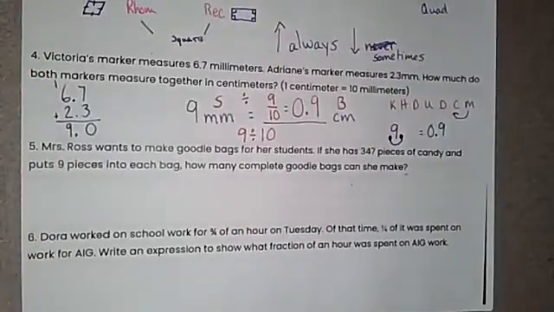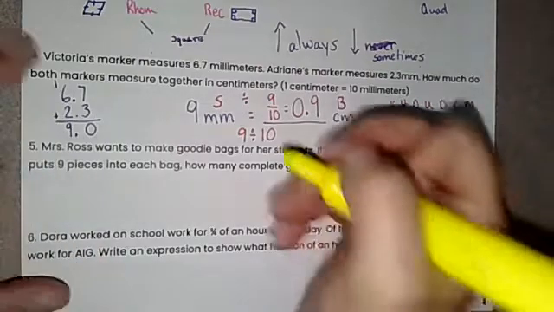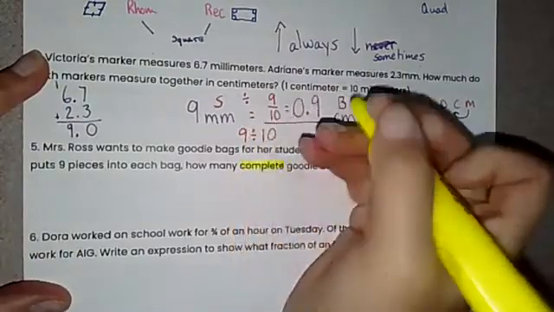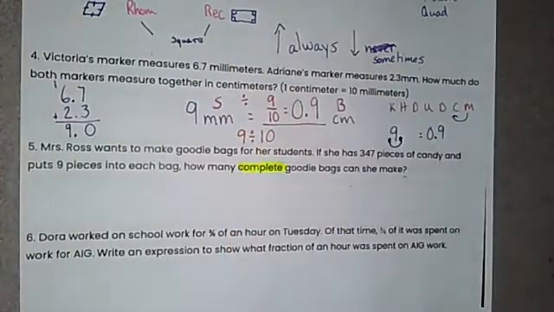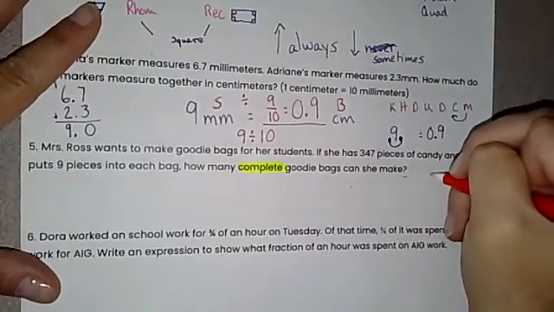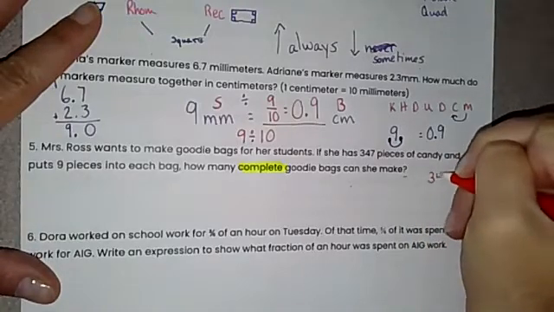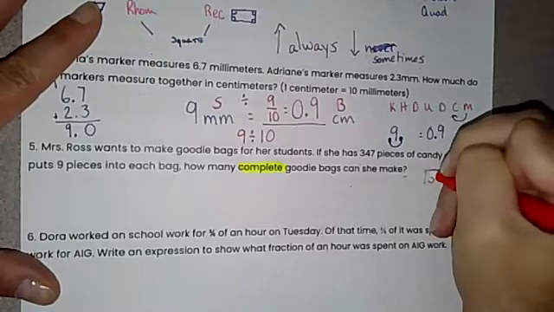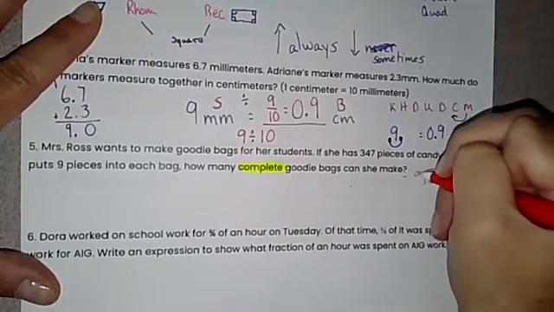Miss Ross wants to make goodie bags for her students. She has 347 pieces of candy and she puts 9 pieces into each bag. How many complete, highlight that or underline it, how many complete goodie bags can she make? So let's divide. I've got 347 and I'm going to divide it by 9.